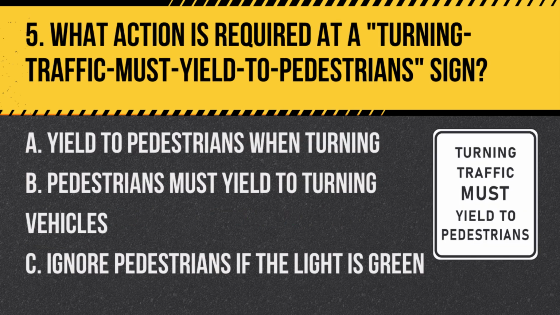Question 5. What action is required at a turning traffic must yield to pedestrian sign? A. Yield to pedestrians when turning. B. Pedestrians must yield to turning vehicles. C. Ignore pedestrians if the light is green. Answer. A. Yield to pedestrians when turning. Drivers must give way to pedestrians in crosswalks.